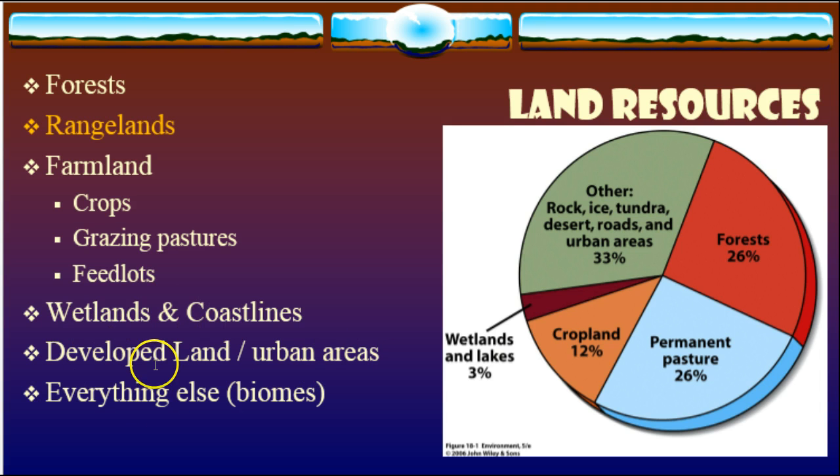Then we have our developed land in urban areas, which you already looked at in the chapter that you read about over break. And then we have kind of everything else, our natural areas, those biomes that we talked about that don't really fit any of these categories. So you can see basically the makeup of our land resources and how they're represented. And you can see that a good portion of it, about a third, is this kind of unusable environment where we don't have a lot of ecosystem productivity. So that means that we really need to be careful to protect the rest of this so that we do have productive ecosystems that can form a very biodiverse and stable environment.